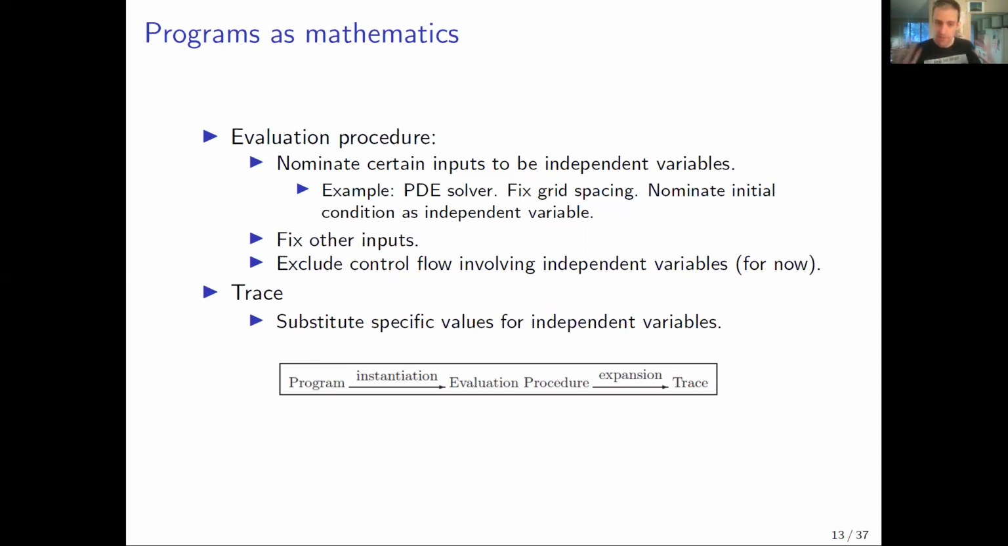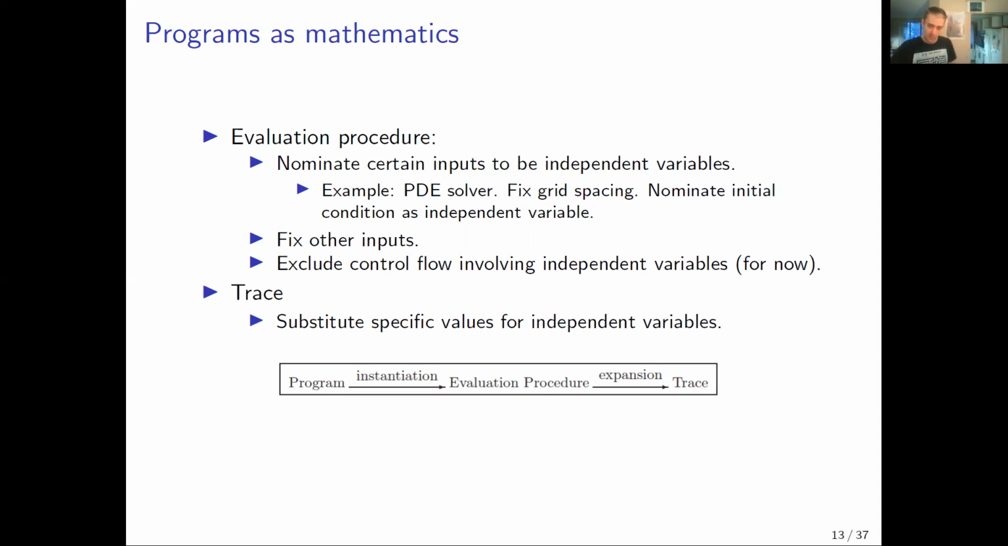So in an evaluation procedure, some of the inputs to the computer program are nominated to be independent variables. And then there are other inputs that are not declared to be independent variables. So what's the significance of this? Well, first of all, when you're performing automatic differentiation, you're only going to consider differentiating with respect to those inputs that you consider independent variables. So there may be other inputs, but those other inputs are not viable candidates for differentiation.